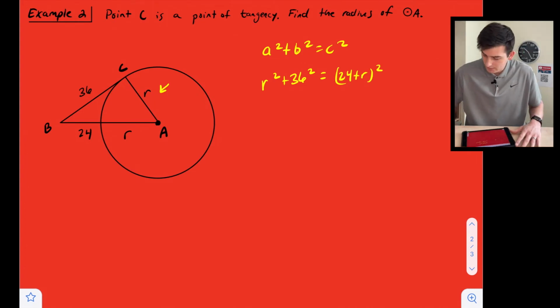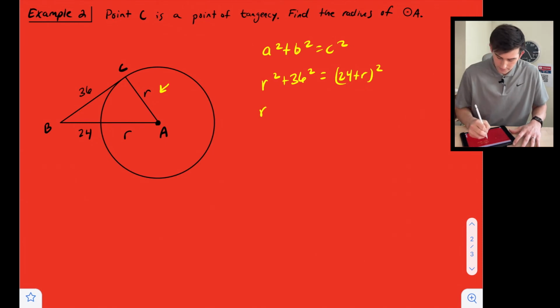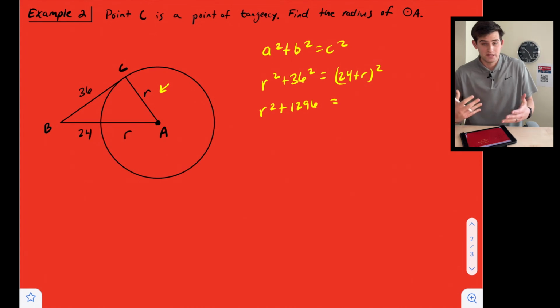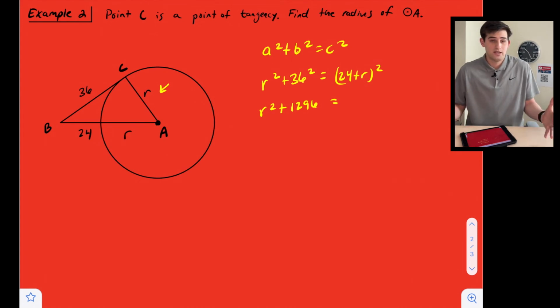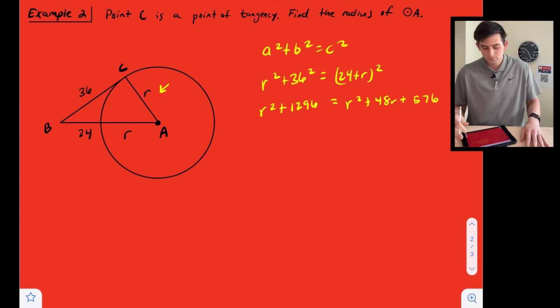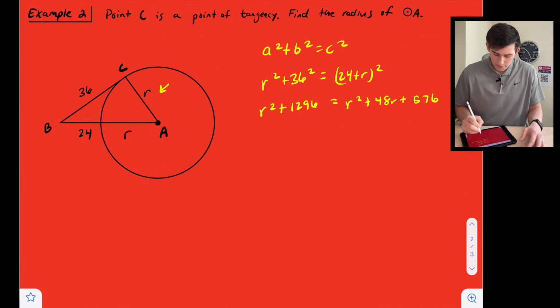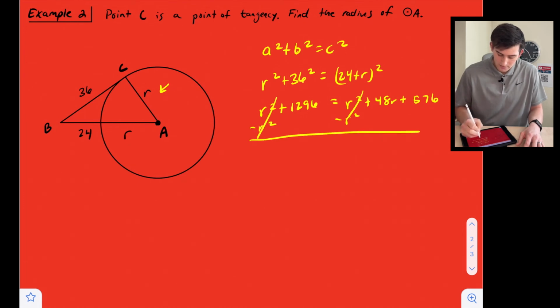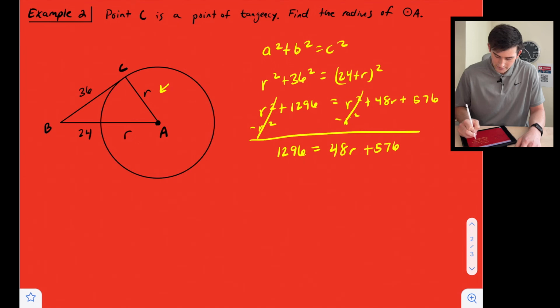Now we can simplify here a little bit. 36 squared would be 1,296. And on the right side over here, this is actually the square of a binomial we talked about in Algebra 1. So we can multiply this out as r squared plus 48r plus 24 squared, which is 576. Now we just need to solve for r. If you notice, we have an r squared on both sides. So we can subtract those, and those r squareds will cancel. Now we have 1,296 equals 48r plus 576.